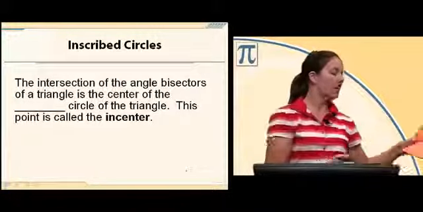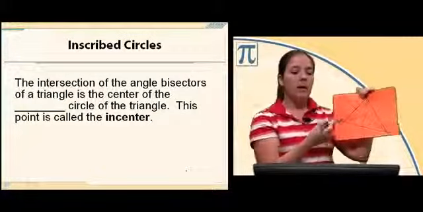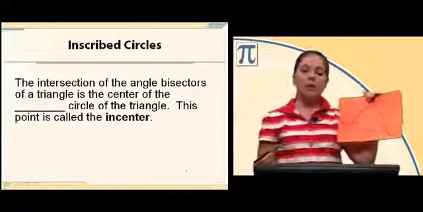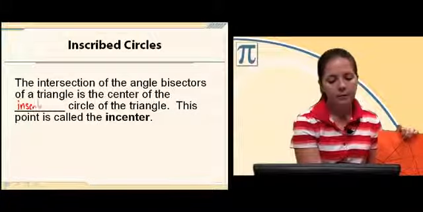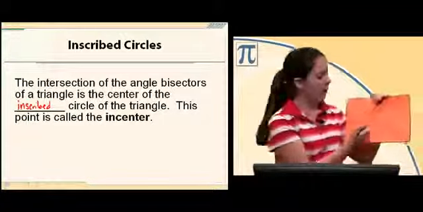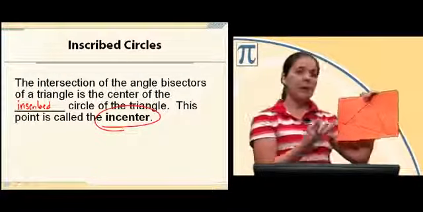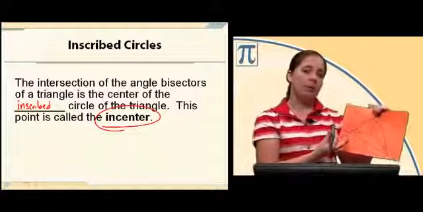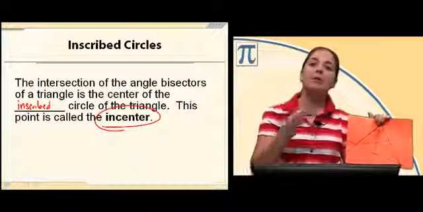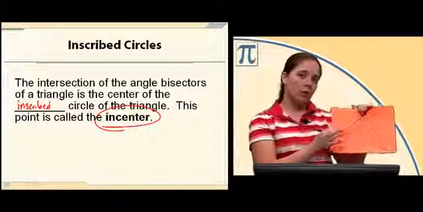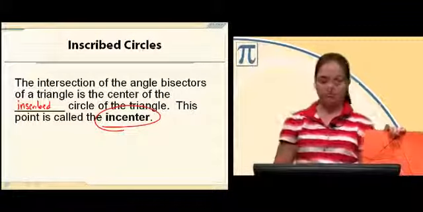Okay, so this is the last one we just had up. The intersection of the angle bisectors is the center of the inscribed circle. And what we call this point of concurrency is the incenter. So the incenter is the point of concurrency of the 3 angle bisectors, and it is the center of the inscribed circle. So the incenter is the center of the inscribed circle.